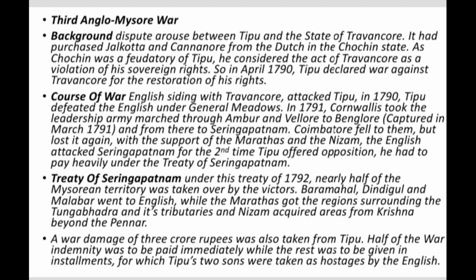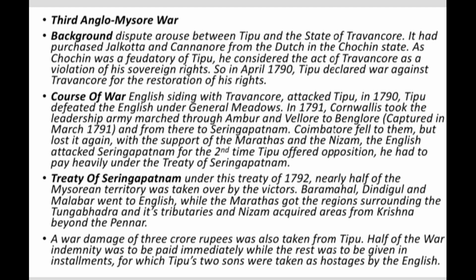Now the Treaty of Srirangapatnam. Under this Treaty of 1792, nearly half of the Mysore territories was taken over by the victors. Baramahal, Dindigul and Malabar went to the English, while the Marathas got the regions surrounding the Tungabhadra and its tributaries, and the Nizam occupied the areas from the Krishna to beyond the Pennar. Besides, a war indemnity of 3 crore rupees was also taken from Tipu. Half of it was to be paid immediately, while the rest was to be given in installments, for which Tipu's two sons were taken as hostages by the English.